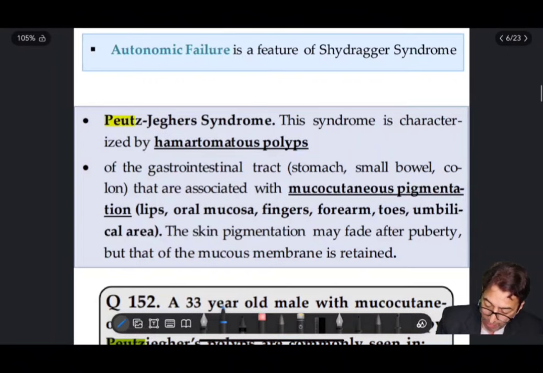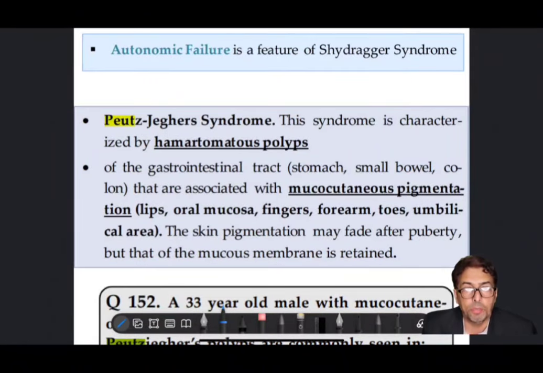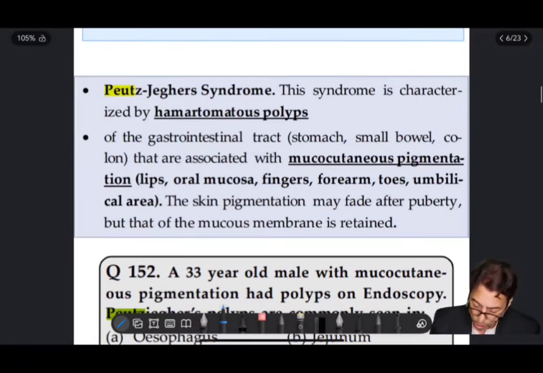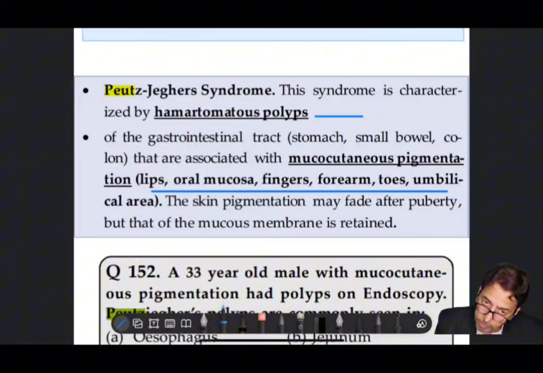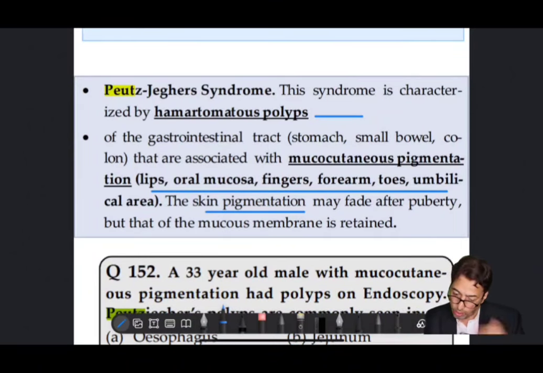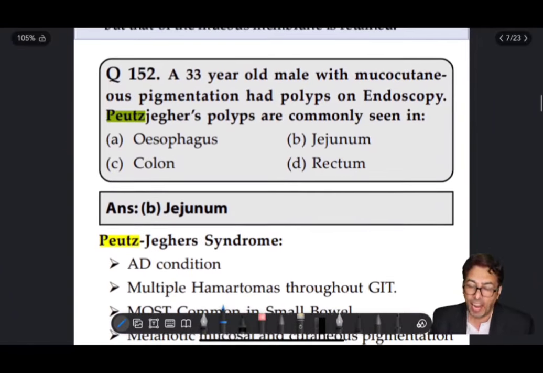Now, have a look at this. Peutz-Jeghers syndrome. This is a paragraph from NEET PG QR. The syndrome is characterized by hamartomatous polyps, which I have mentioned in my book, and it is associated with mucocutaneous pigmentation. I was mentioning melanosis of the oral mucosa, as well as there might be rarely pigmentation of the peripheral parts of the body as well. So you can see that skin pigmentation, as I mentioned earlier, has been mentioned in the NEET PG QR book. So this is how you read and come to arrive at the answers.